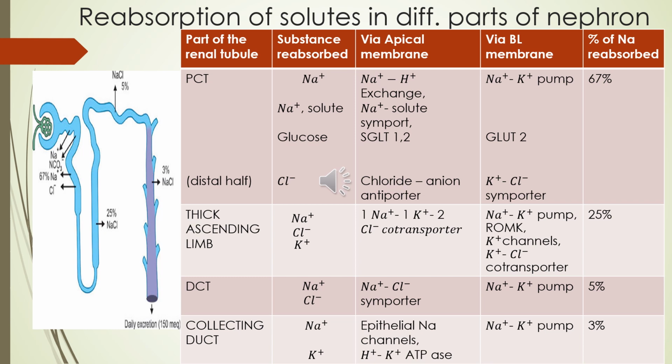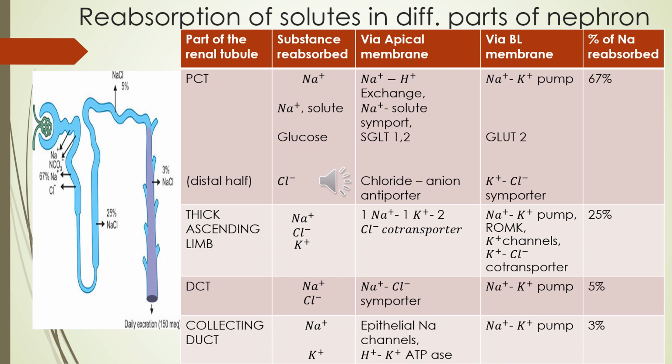And in the distal convoluted tubule, sodium ions and chloride ions are the important ones that are reabsorbed, and they are reabsorbed via sodium-chloride symporter in the apical membrane and sodium-potassium pump in the basolateral membrane. About 5% of sodium is reabsorbed from DCT.